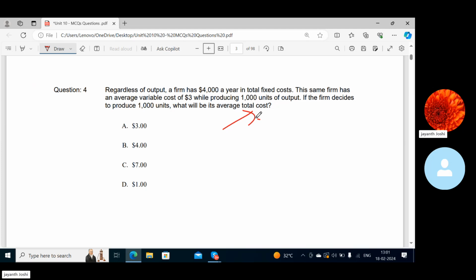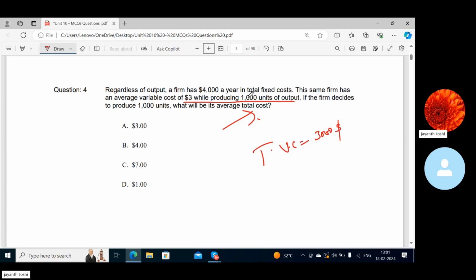What is this fourth one? Regardless of output, a firm has $4,000 a year in total fixed cost. The same firm has an average variable cost of $3 while producing 1,000 units of output. That means variable cost is $3,000, correct? Total variable cost. Yes.